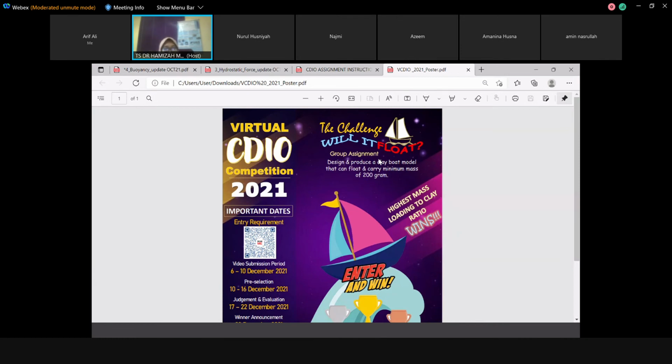So what we should do, we need to design and produce a clay boat model that can float. Can float ni without load. Okay, so sebelum kita masukkan load, it must be floating dengan baik. Okay, tak boleh floating dengan senget, dah tenggelam sikit. Tak nak lah macam tu.